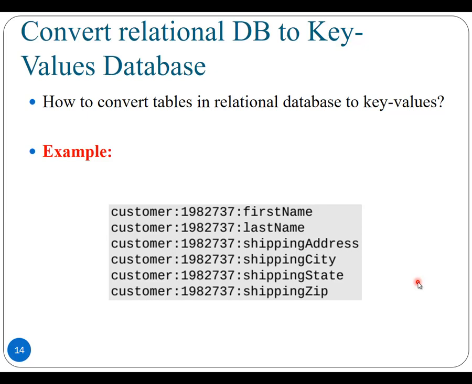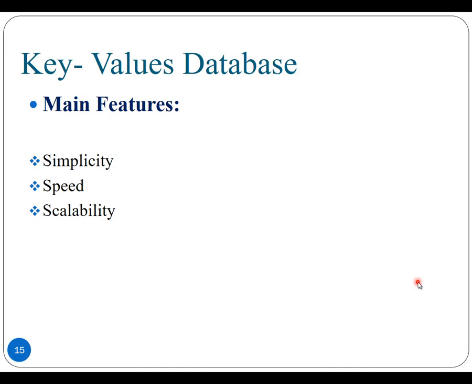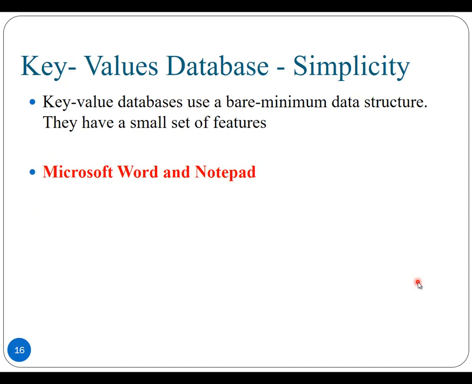Okay, now the key value database has some features. There are three main features: simplicity, speed, and scalability. These are the three main features we have for the key value database. Okay, we will talk about these features. The first one is simplicity. The key value database uses a bare minimum data structure, and it has a small set of features.